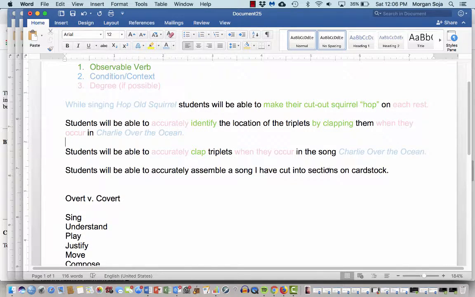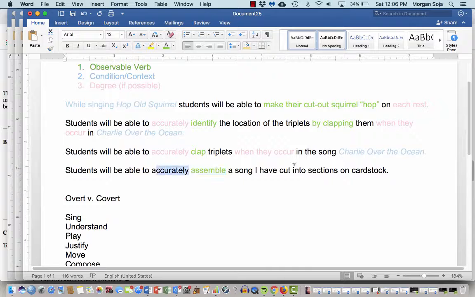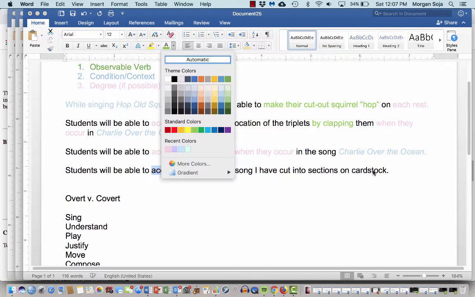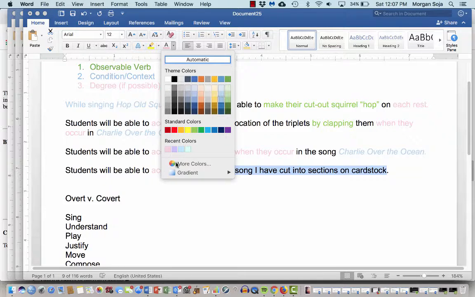All right, how about this one? Students will be able to accurately assemble a song I have cut into sections on cardstock. So let's see, they're going to assemble. That's our observable verb. Accurately is the degree to which they will do it. And then what it is, a song I've cut into sections, is the condition or the context in this case.